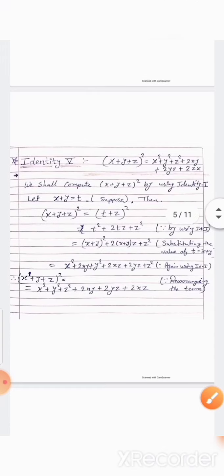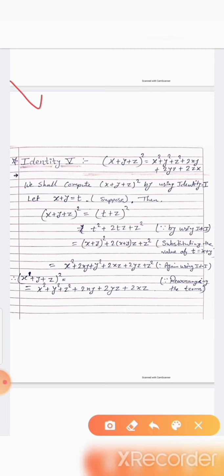Next, now here we used four identities which we studied in our earlier classes. Now we derive our another identity, number 5.